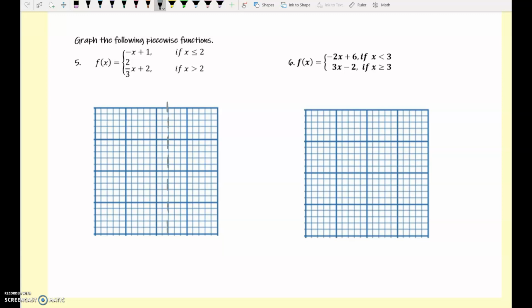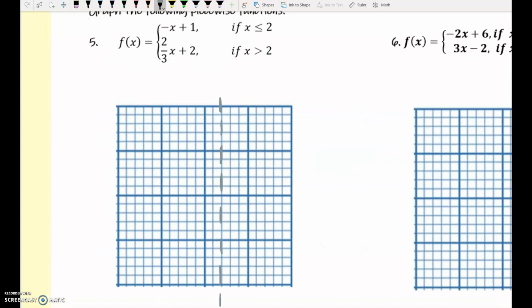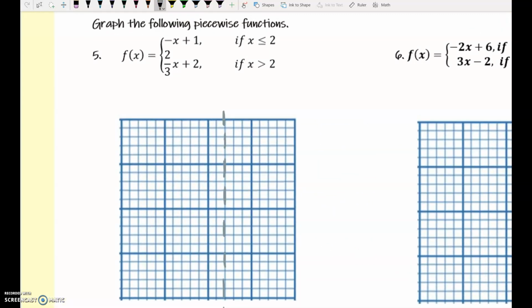So I'm going to put a dashed line at x equals 2 because that's my changeover spot. And I'm going to write in here that my switchover at 2. X is less than or equal to 2. Where on this graph are the x values smaller than 2? To the left of this line or to the right of this line? To the left of this line. So this function is going to be graphed on the left side of the line, which means the bottom one is going to be graphed on the right side of the line.